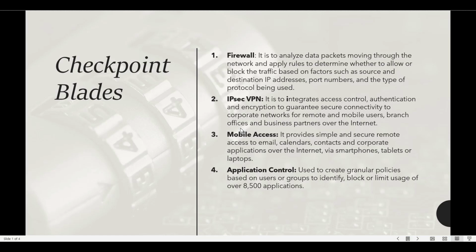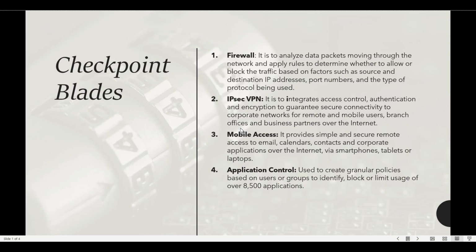So, in these blades, first is the firewall, which is nothing but analyzing data packets moving through the network and applying rules to determine whether it should allow or block the traffic based on parameters like source, destination, port number, and other protocols. The next one is IPsec VPN. It integrates access control, authentication, and encryption, guaranteeing secure connectivity to the corporate network for remote and mobile users, even branch offices and business partners over the internet.